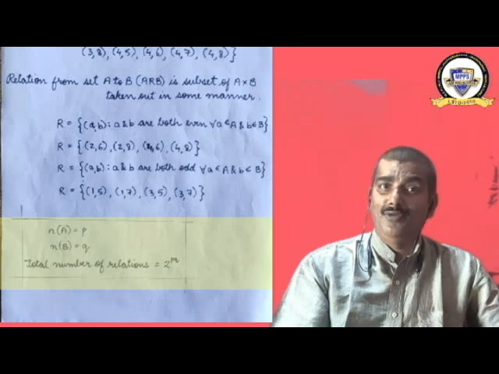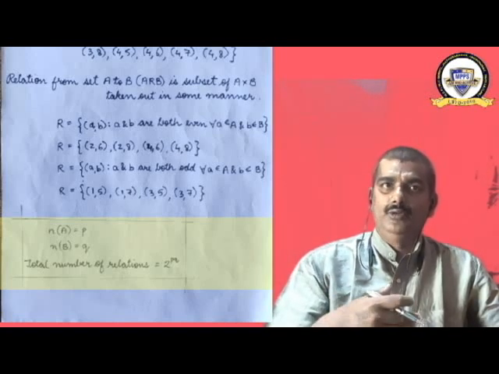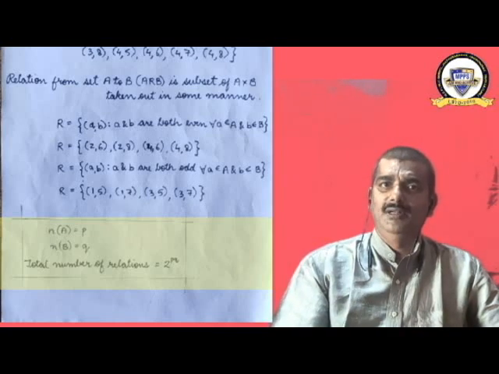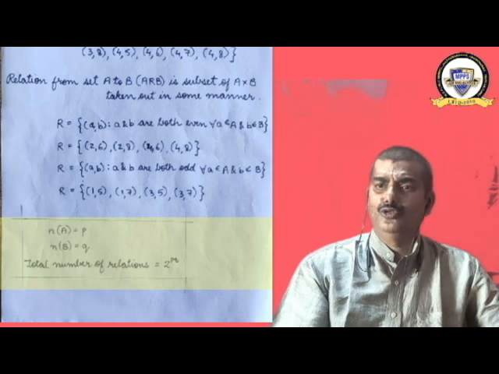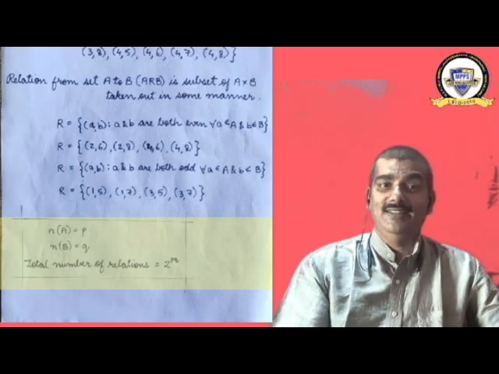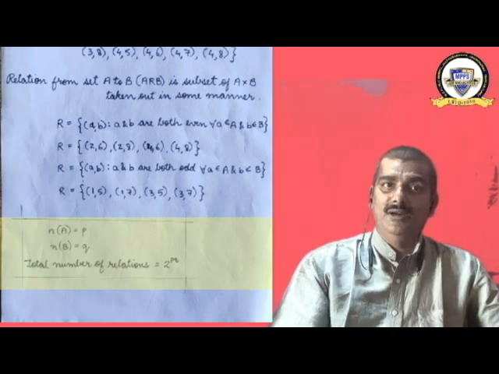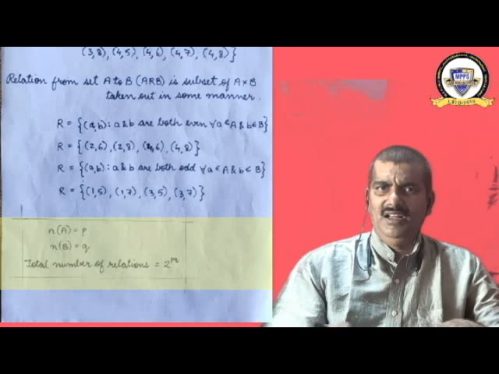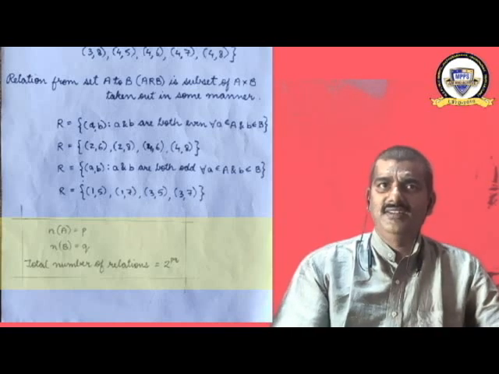So the total number of relations possible in A cross B is equal to 2 raised to the power 4 into 4, that is 2 raised to 16. 2 you have to multiply 16 times. So this is the revision regarding relations which we studied in your 11th standard. So students, you are very clear about relations, I think.